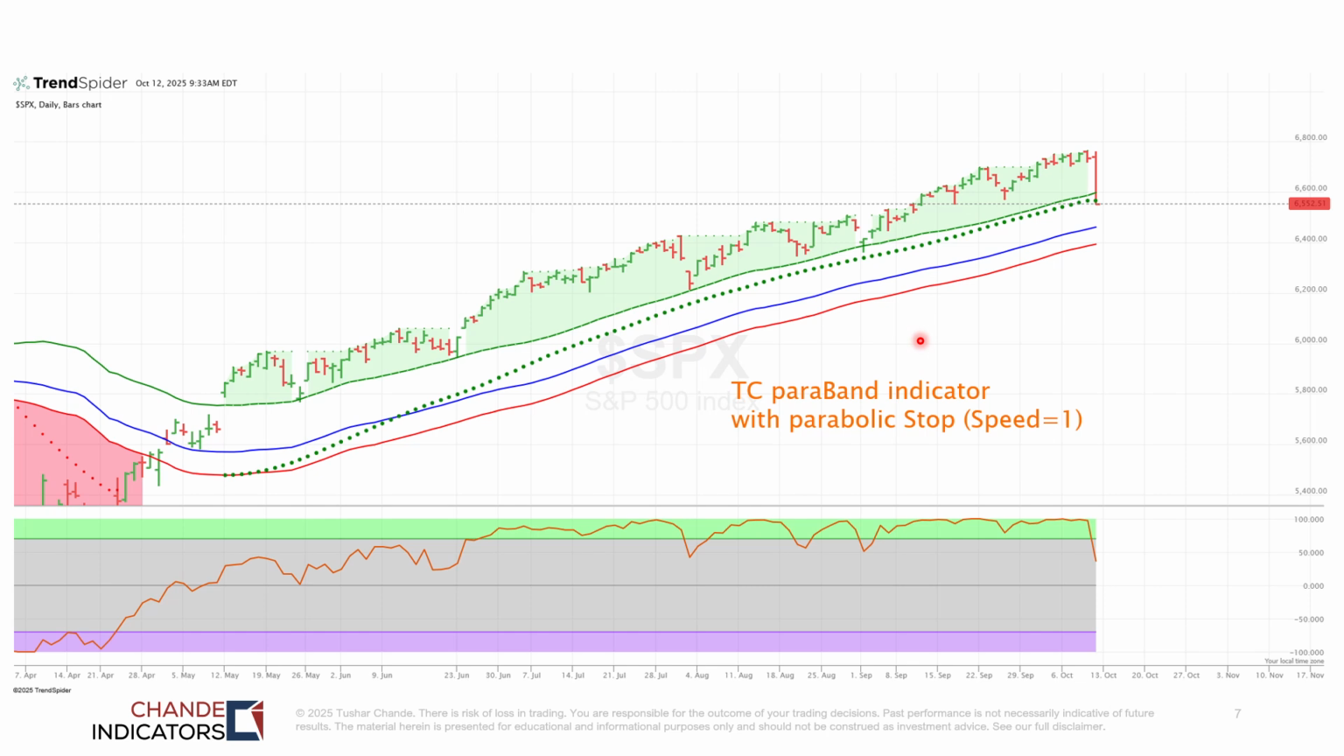Here we have daily data for the S&P 500 index. We have the TC Para band indicator with the integrated parabolic stop. The upper band is at +2, the lower band is at -1, and then we have the chats indicator. The thing I want you to note here is that we broke out and then had a sustained uptrend. The trailing stop kept following the prices, and now we have a close below the trailing stop. This again is telling you that there's a trend change that occurred on Friday.